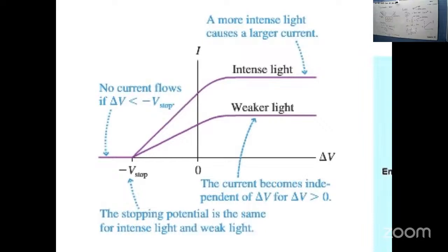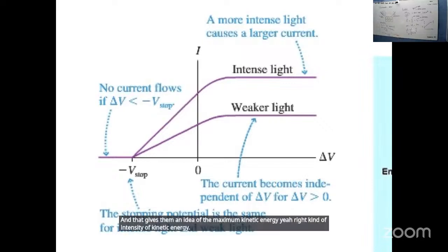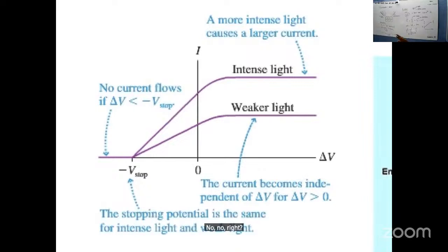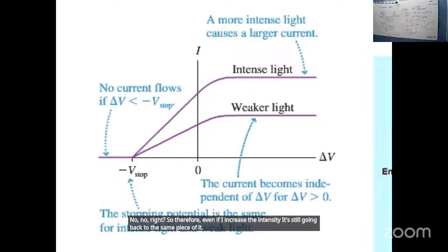The stopping potential is the same, but why is it constant? Why is it, if I change the intensity? You're getting close to it. What does V stop control? The maximum kinetic energy, and that gives you an idea of the maximum kinetic energy. Can intensity affect kinetic energy? No, right? So even if I increase the intensity, it's still going back to the same V stop.